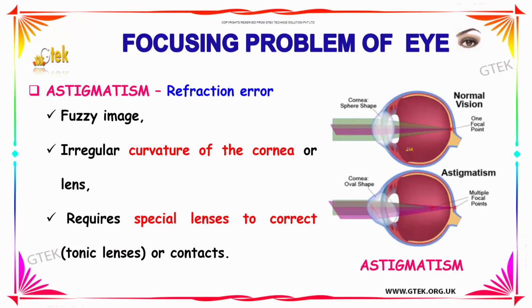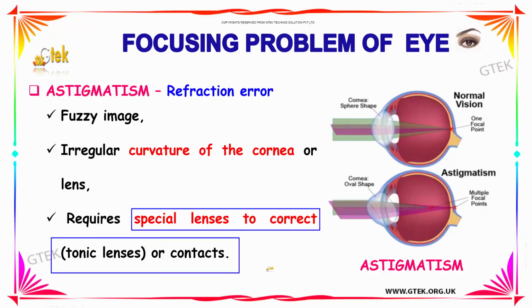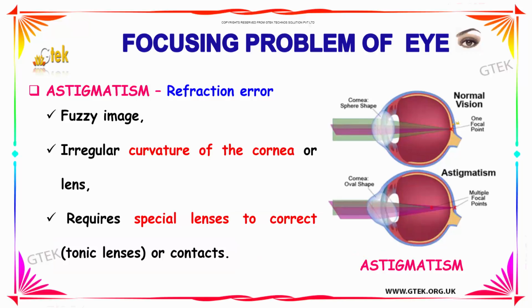Next, we are going to see about astigmatism, that is refraction error. It will result in a fuzzy image, due to an irregular curvature of the cornea. You can see over here the cornea has an irregular shape, and it requires a special lens to correct, which can be toric lenses or contacts. So thus, in astigmatism, you will have multiple focus points because of the irregular shape of your cornea, which will lead to multiple images.